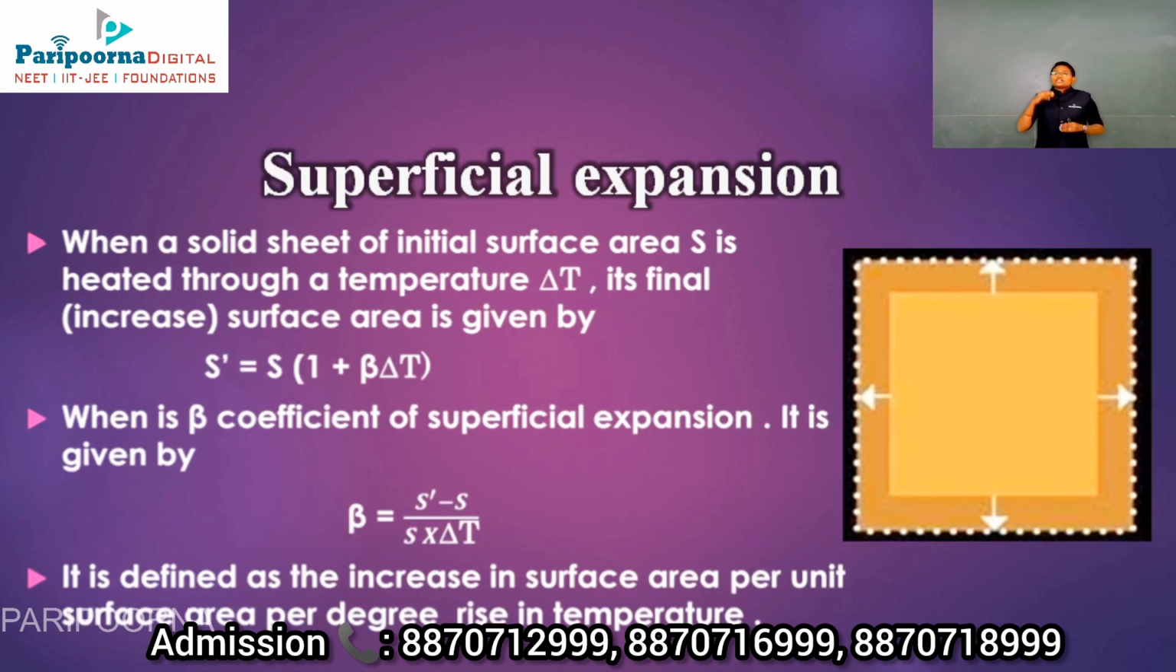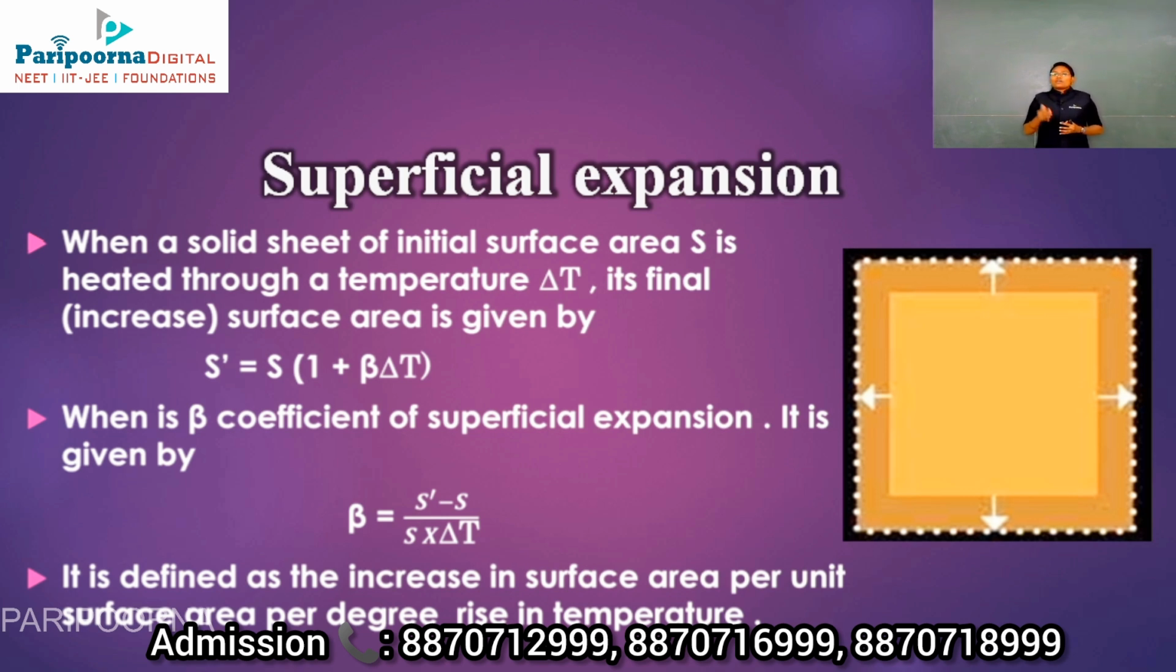Here comes the superficial expansion. When a solid sheet of initial surface area S is heated through a temperature del T, its final surface area is given by S dash is equal to S into 1 plus beta del T, where beta is the coefficient of the superficial expansion.